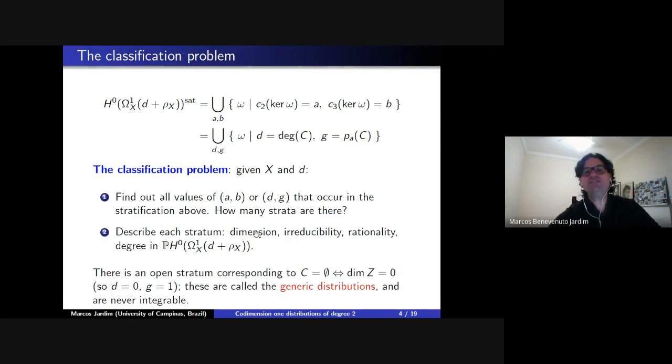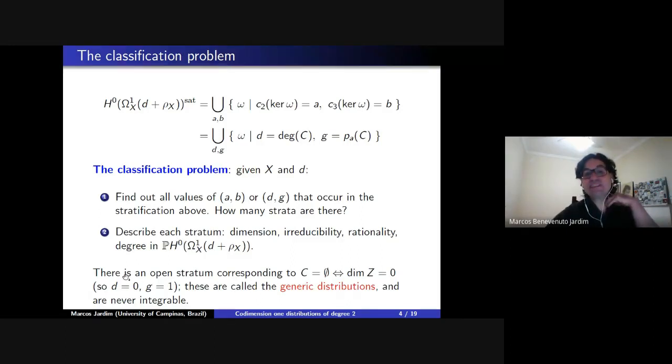Can you give the dimension? Can you tell whether each stratum is irreducible, whether it's rational? And moreover, this is a problem that our friend highlights: can you tell the degree of the strata in this projective space here?